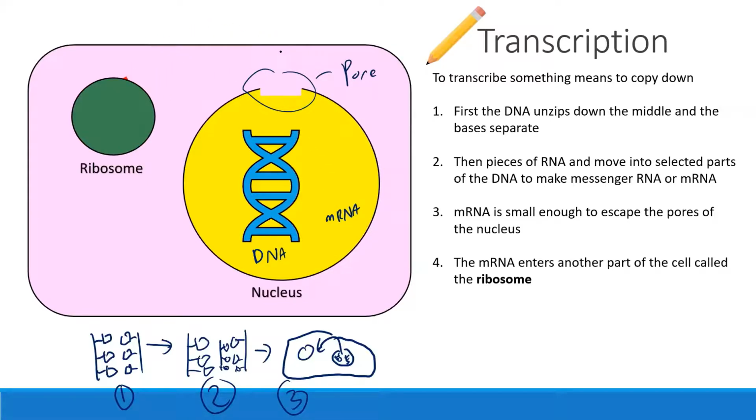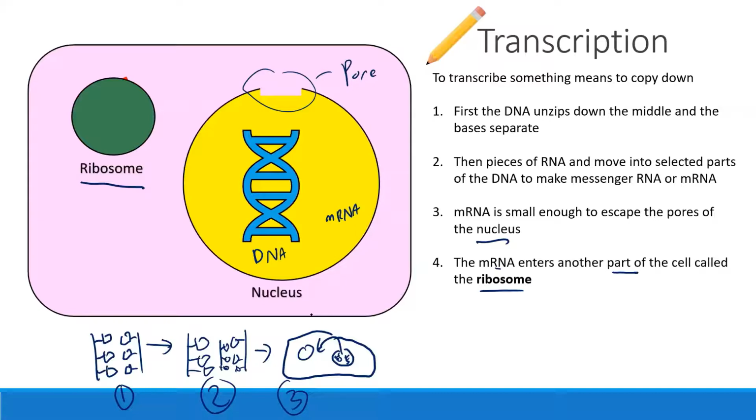And when that RNA comes out of the nucleus, it goes into something. The mRNA enters another part of the cell called the ribosome. So the ribosome, which I've got over here, is just another part of the cell. You don't need to know exactly what that is right now, but you do need to know what it's called. So I guess these are the three steps. Firstly, you unzip it, then you copy it, and then you move it out of the nucleus. All right, so are there any questions about that?